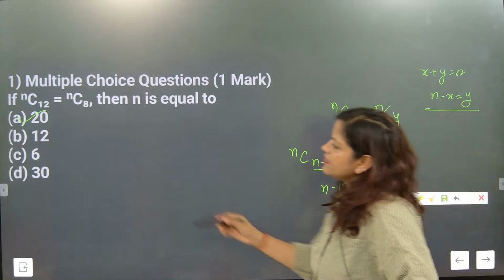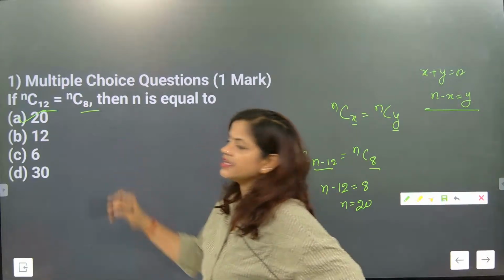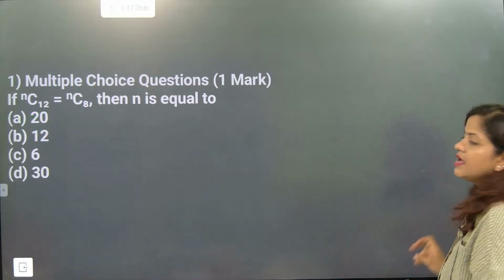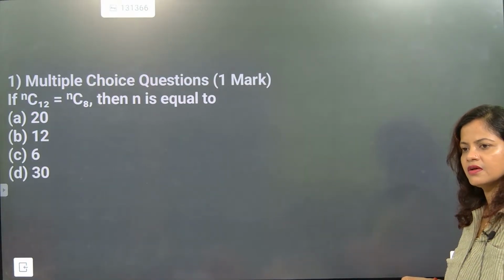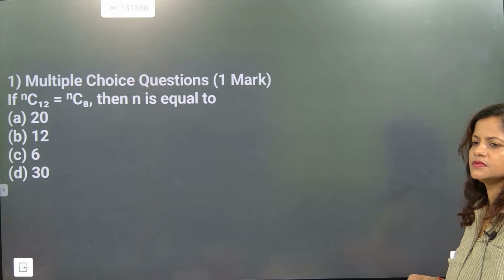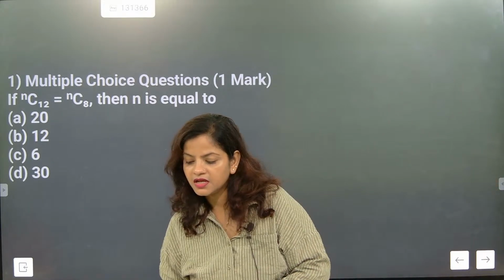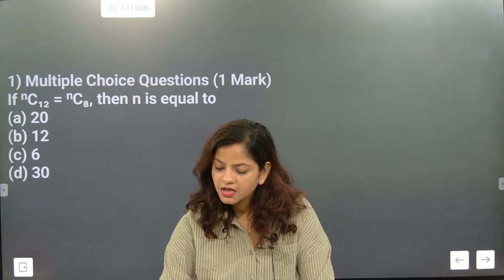Or directly we will do one thing. We will add 12 + 8 = 20. At the time of solving, we will directly add and write n = 20. Good morning, Payoja. A is the answer. What is the other condition?